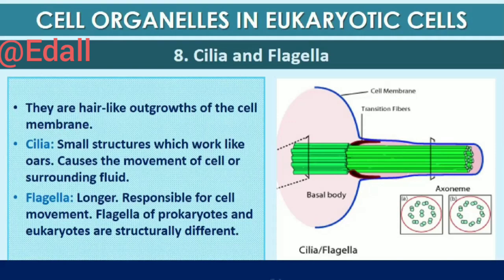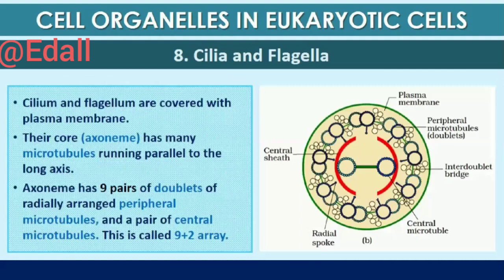The electron microscopic study of a cilium or flagellum shows that they are covered with plasma membrane. Their core, called the axoneme, possesses a number of microtubules running parallel to the long axis. The axoneme usually has 9 pairs of doublets of radially arranged peripheral microtubules, and a pair of centrally located microtubules. Such an arrangement of axonemal microtubules is referred to as the 9+2 array.